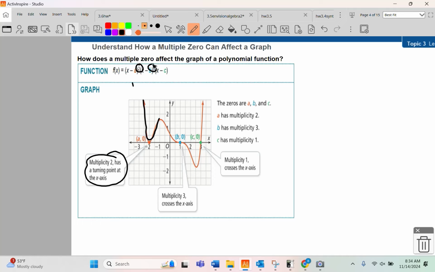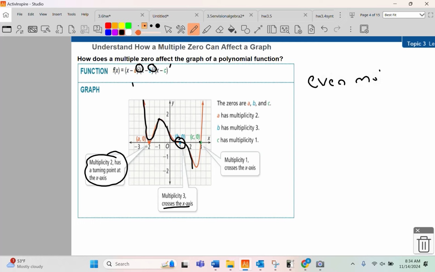Here we have B, we've got an exponent of 3. It's a crossing. Cross the x-axis. This x minus c, what's its understood exponent? Anybody know what the understood exponent of x minus c is? 1. Happens one time. It has an understood exponent of 1. Multiplicity is 1, crosses the x-axis. So there's some concepts here about multiplicity.